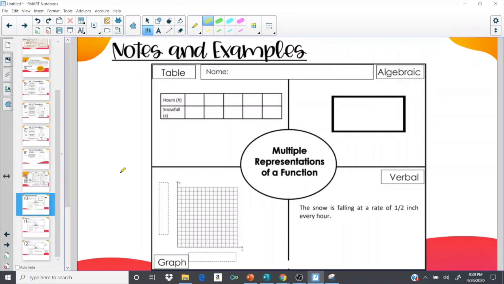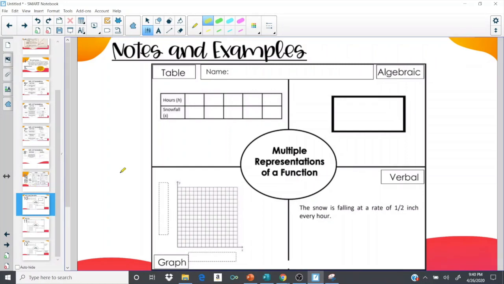So let's move on to some guided practice. Here we have multiple representations of a function, which are still representative of a proportional relationship. It could be representative of an additive relationship, but don't worry about the word function. Function deals with inputs and outputs, which is similar to what we are doing.